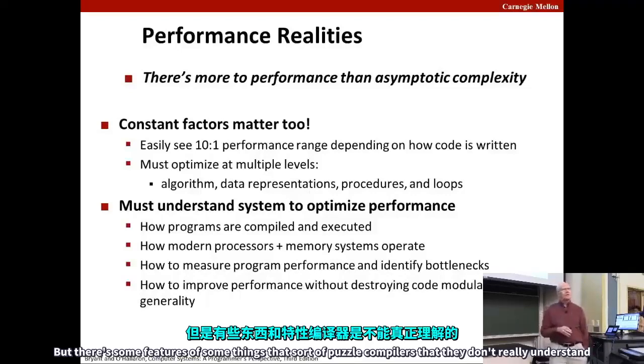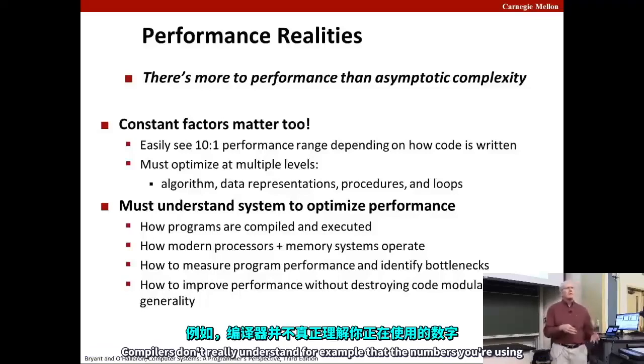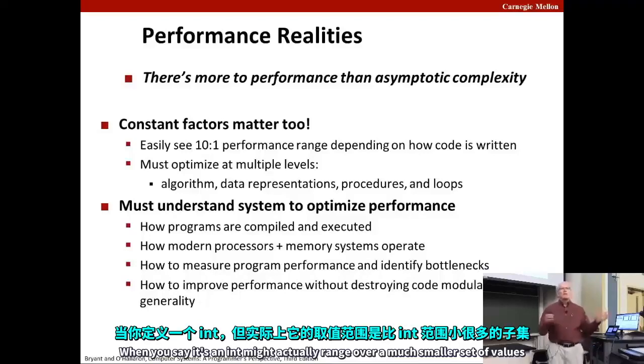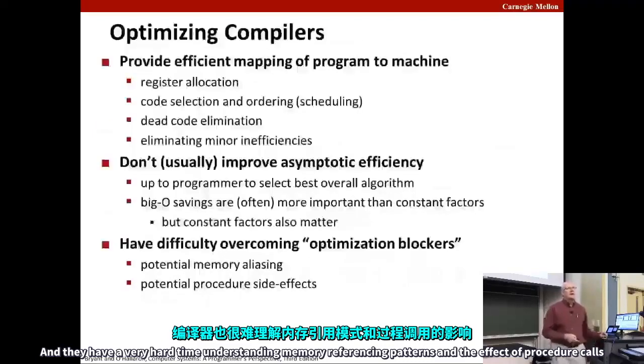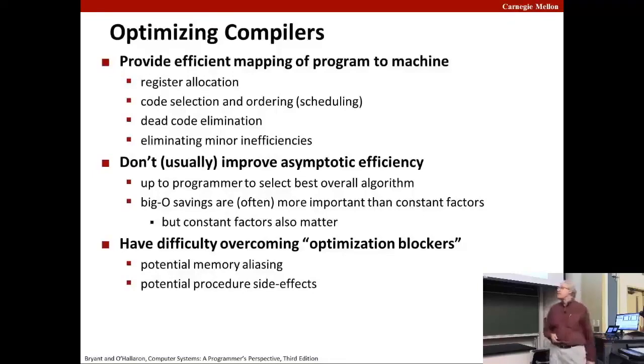But there are some features that puzzle compilers, that they don't really understand. Compilers don't really understand, for example, that the numbers you're using when you say it's an int might actually range over a much smaller set of values. And they have a very hard time understanding memory referencing patterns and the effect of procedure calls.